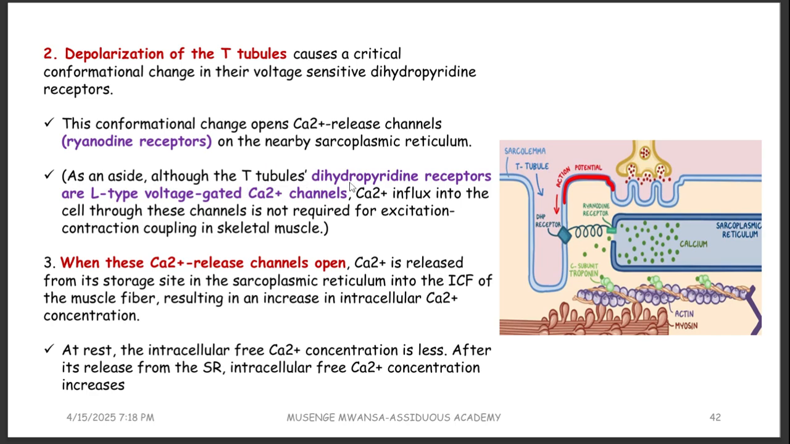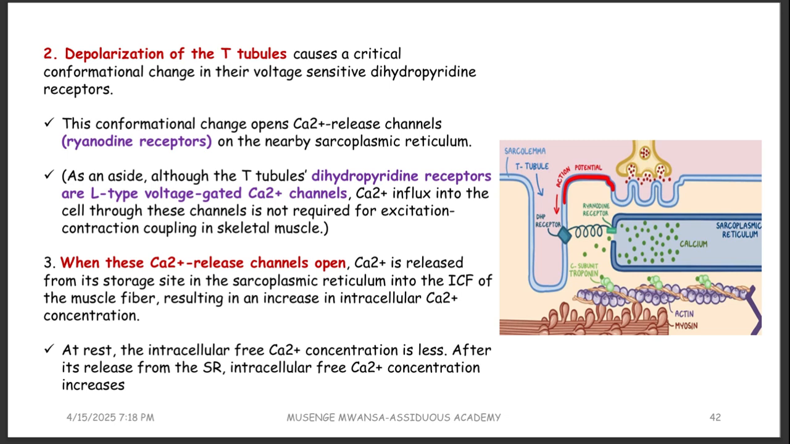So the dihydropyridine receptors in the T tubule are L-type voltage gated calcium channels. Calcium influx into the cell through these channels is not required for excitation-contraction coupling in skeletal muscles. Please take note of this. CICR is not necessary for skeletal muscles. CICR, calcium induced calcium release, is important for cardiac muscles, but not in skeletal muscles. Because take note, the calcium channels in the T tubules in skeletal muscles are L type.